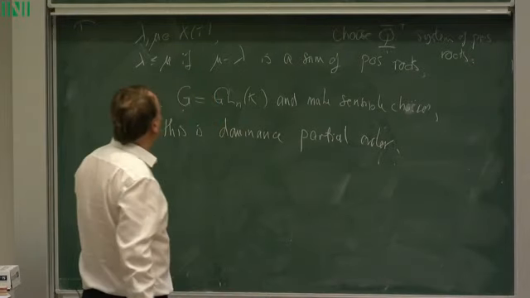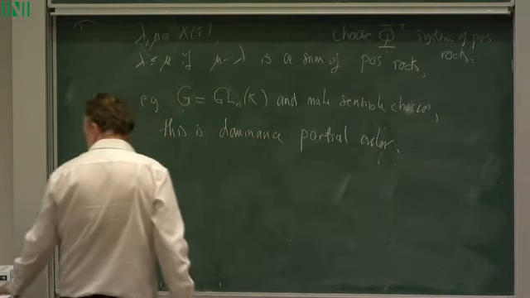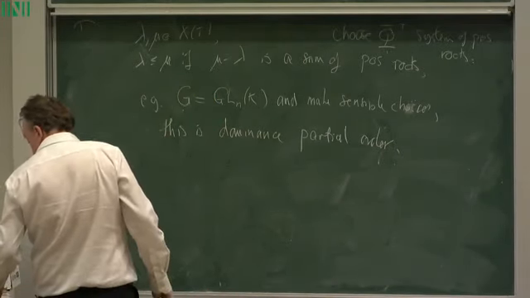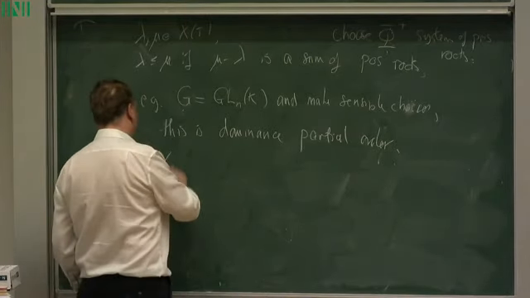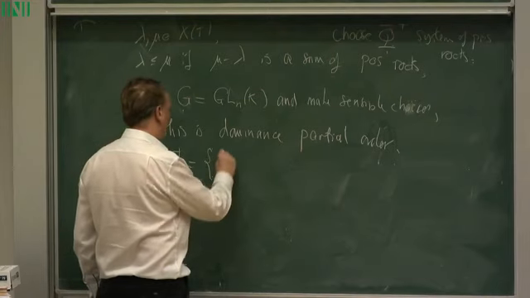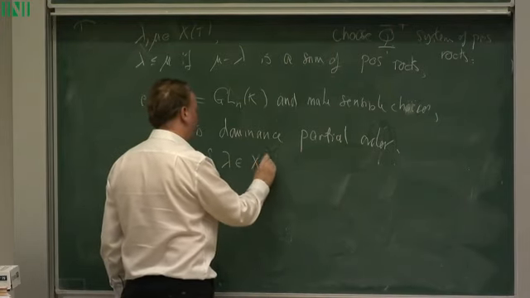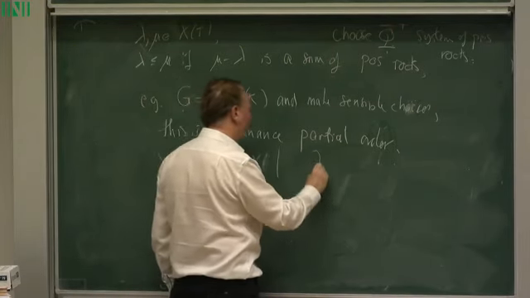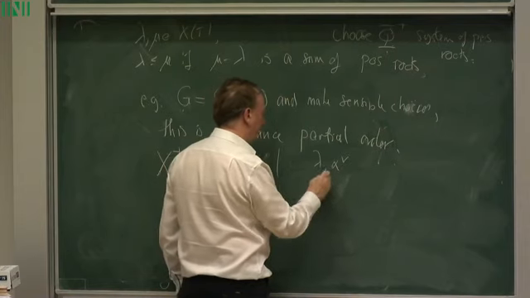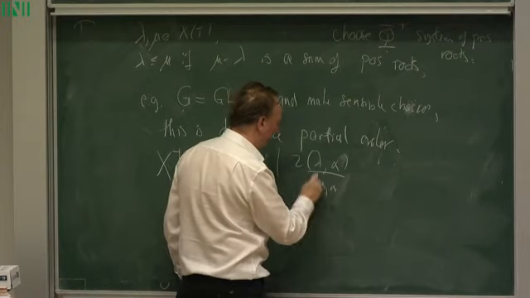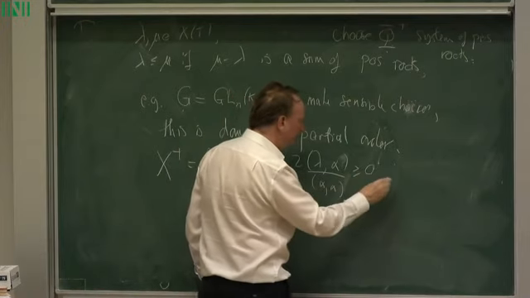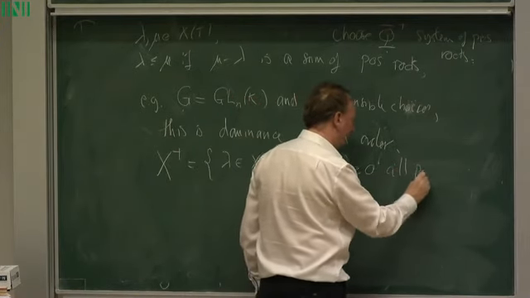So it generalizes that, and now there is the set of dominant weights. This is the set of weights such that the inner product is non-negative with all positive roots.